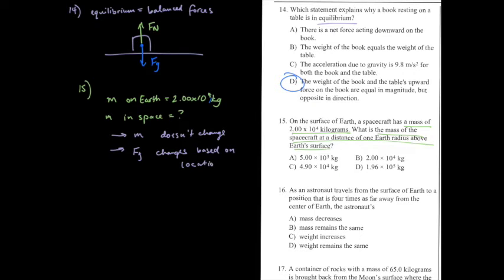As an astronaut travels from the surface of Earth to a position that is 4 times as far away from the center of the Earth, the astronaut's either the mass or the weight. Okay. So here, once again, mass stays the same, but the weight is going to change. But by how much? If we're going away from the Earth and into space, it's likely going to decrease. That's why astronauts feel weightless in space, because there's no gravity. So here, the only thing that fits is choice B, mass remains the same.